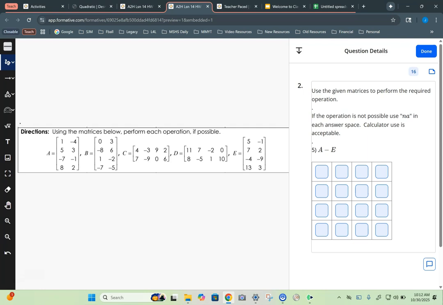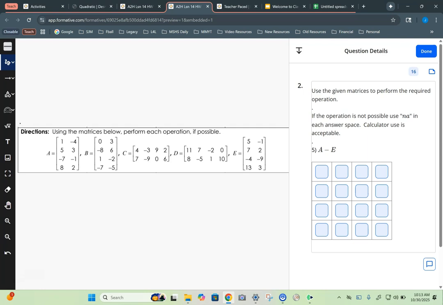All right, so look, question. A minus E, is it doable? Okay, why? What are the dimensions of A or E? 4 by 2. What are your answer dimensions going to be? What have I given you in terms of an array to write answers into? A 4 by 4. Are you trolling us? Sort of, yes.